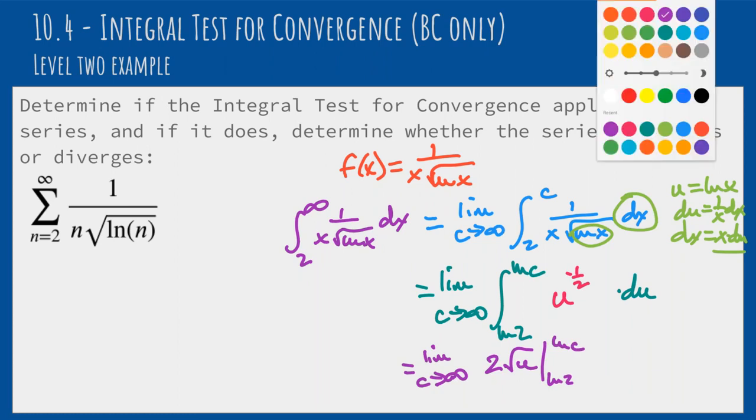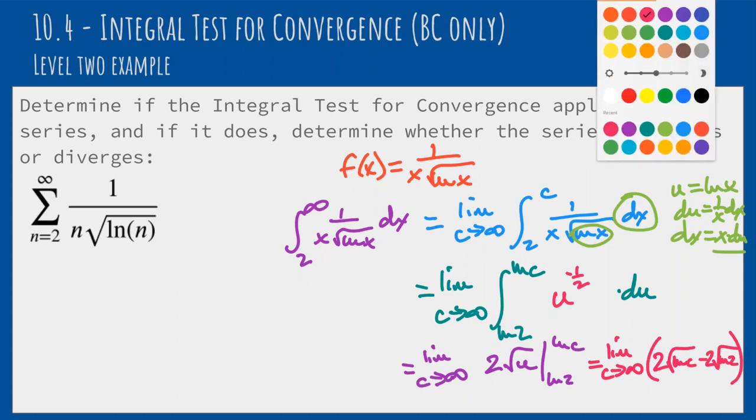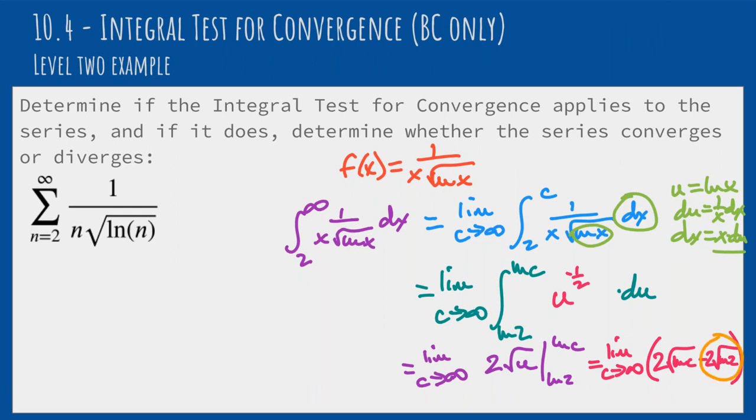So evaluating that, we're going to have the limit as c approaches infinity of 2 square root of the natural log of c minus 2 square root of the natural log of 2. So 2 square root of natural log of 2, this right here is just a constant. However, this part right here, as c approaches infinity, the natural log of c is also approaching infinity, which means that the square root of a number approaching infinity is also going to approach infinity. So this does end up being an infinite sum.